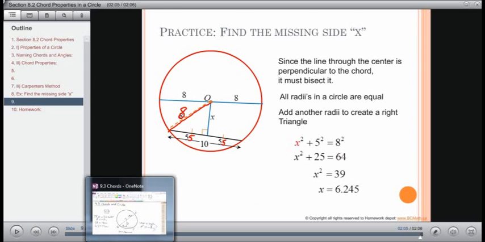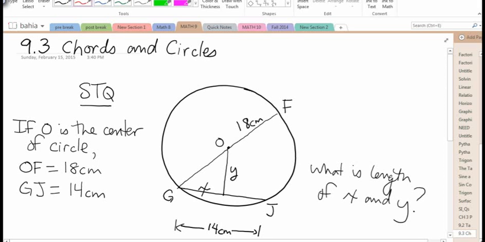Not quite. Here's your skill testing question. For this one, if O is the center of the circle, and OF is 18, and GJ is 14, G to J is 14, you tell me what is the length of X and Y. So what is X, what is Y? Give me the lengths. That's it.